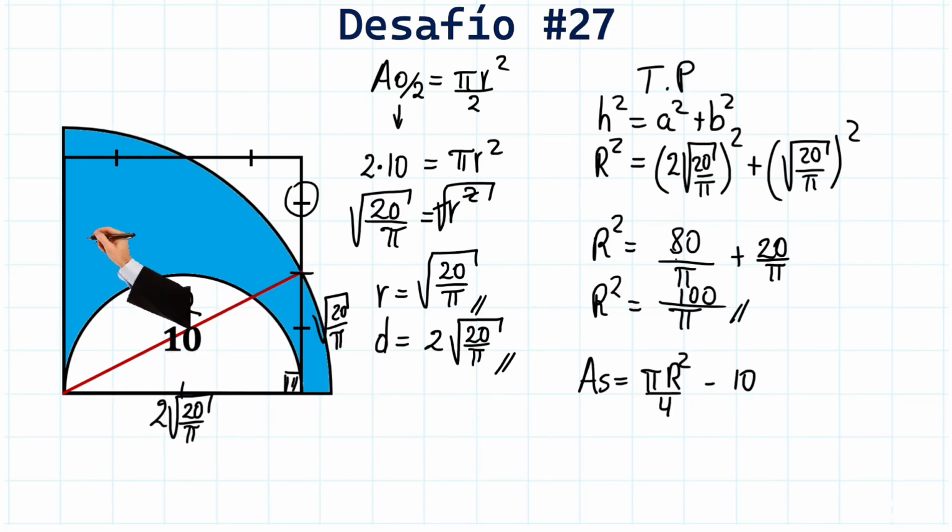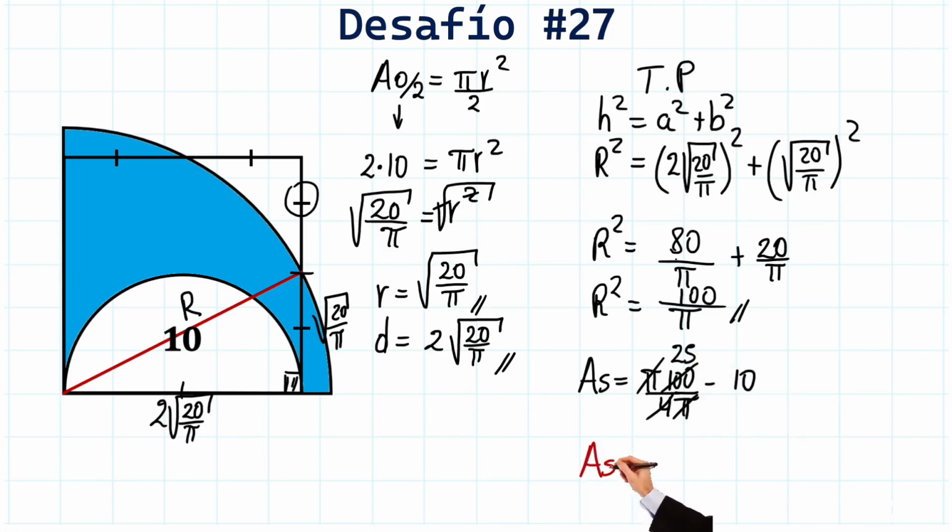The radius of this quarter circle that we have here, which we already know how much it is. It's this here, so let's replace it. We have here 100 and below, we will have this pi here. We simplify pi here and pi there. A fourth of 100 is 25. And gentlemen and ladies, the shaded area is 25 minus 10, which gives us 15 square units.